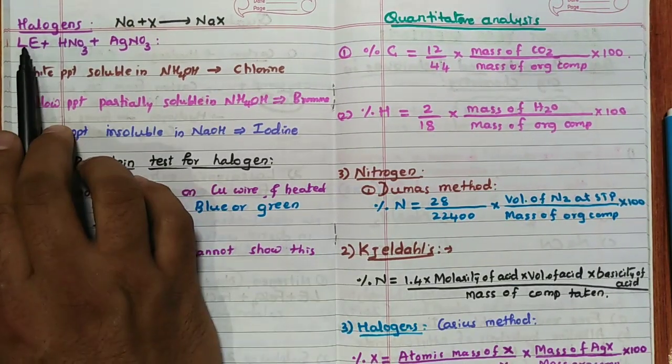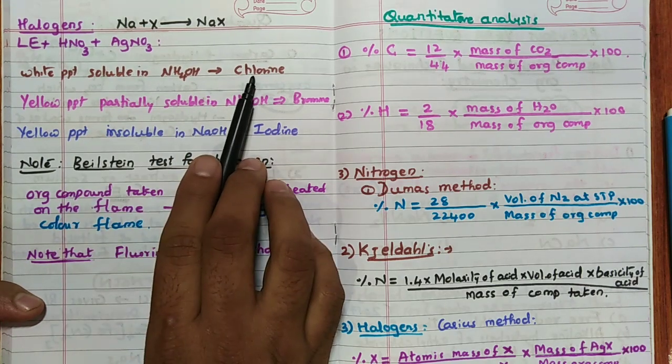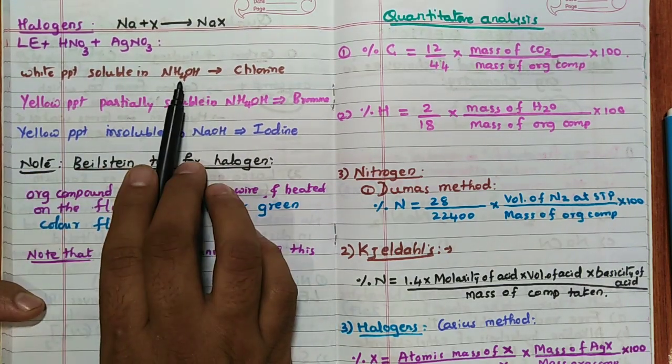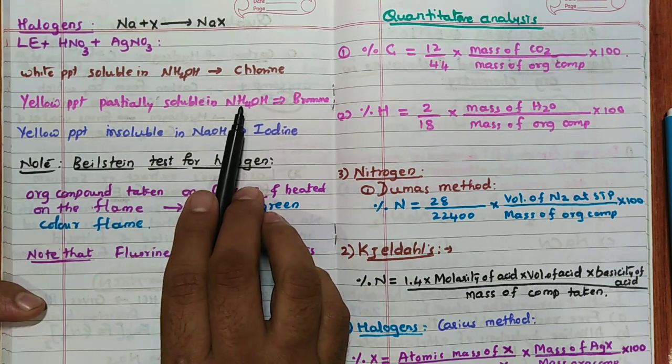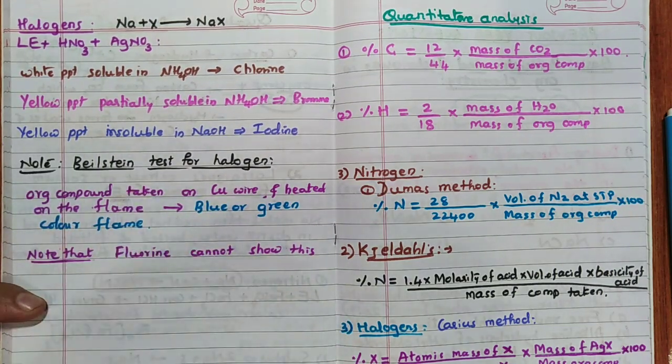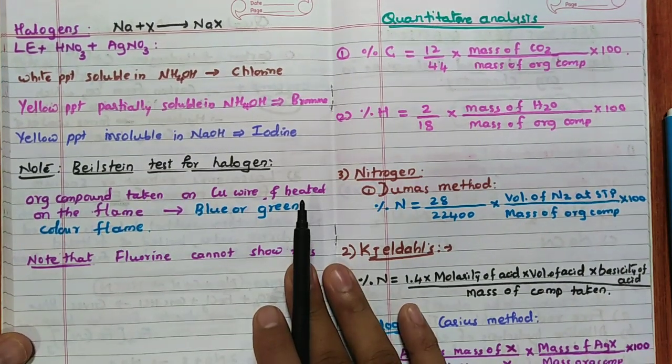Then halogen. Remember, Na plus X gives NaX. So, Lassaigne's extract plus HNO3 plus AgNO3, you mix. If there is chlorine, what happens? A white precipitate soluble in NH4OH. If it is bromine, a yellow precipitate partially soluble in NH4OH. If it is iodine, a yellow precipitate insoluble in NH4OH. So these are the observations for halogens.